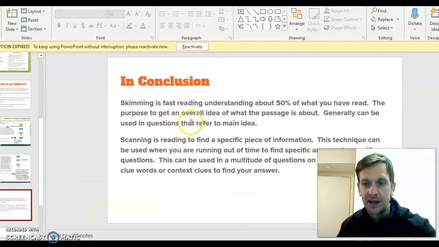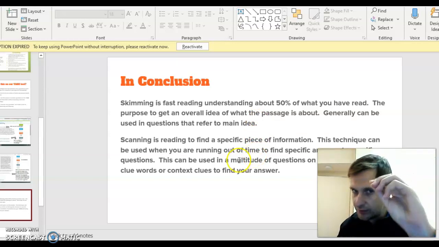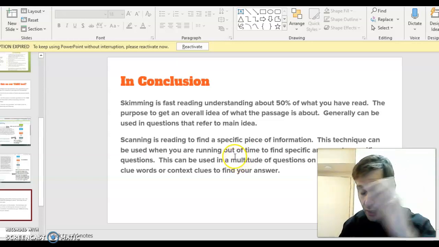All right. In conclusion, skimming is fast reading, understanding 50% of what you read. The purpose is to get an overall idea of what the passage is about. Generally it can be used in questions that refer to the main idea. I'm going over this after we talk about main ideas so you can see how you can use this. Scanning is reading to find a specific piece of information. This can be used when you're running out of time to find specific answers on specific questions. Look for those clue words that point you to where you need to go. Numbers are huge. Dates, information along those lines will help you get your answer.